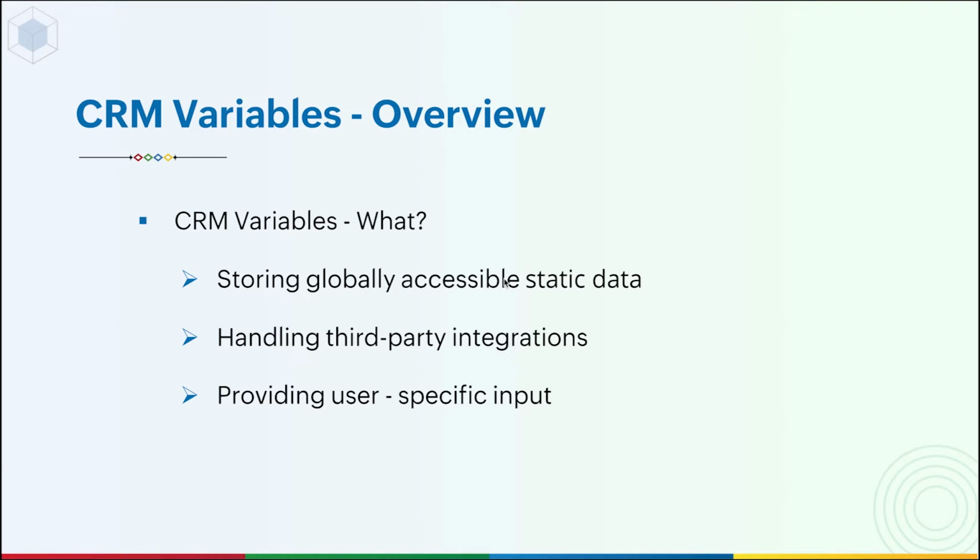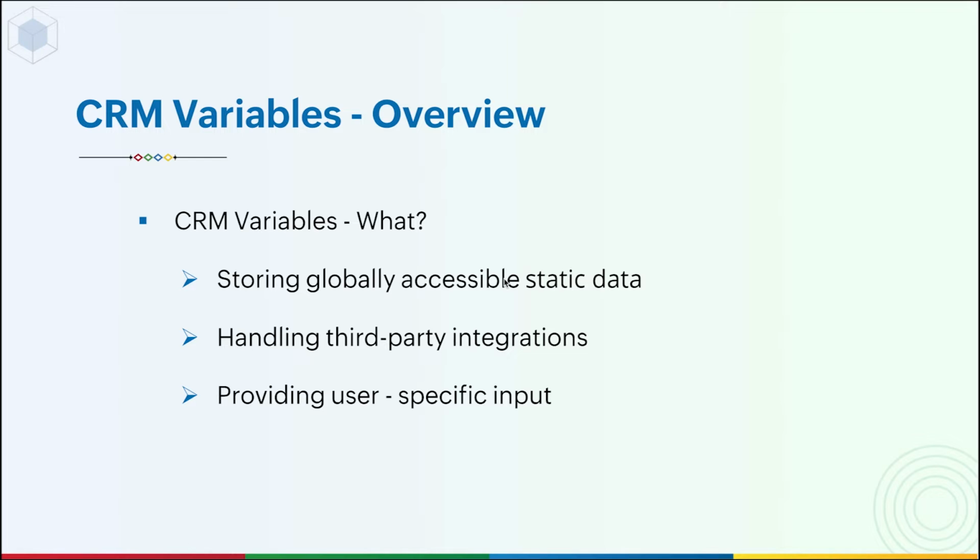CRM or custom variables are global variables that can store data. They are versatile and can be used in a variety of situations, such as storing data that needs to be globally accessed throughout the extension, or handling third party integrations where there would be a need for user specific input values. So, the CRM variables feature can be used to store some static data which you want to later access globally across your entire extension components in order to perform some functionalities.